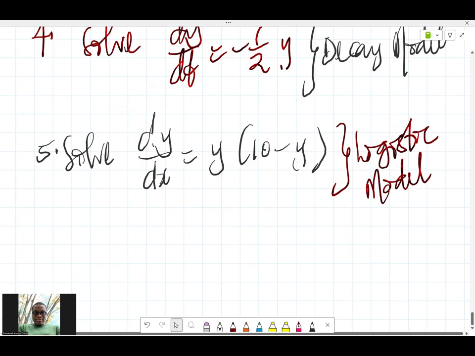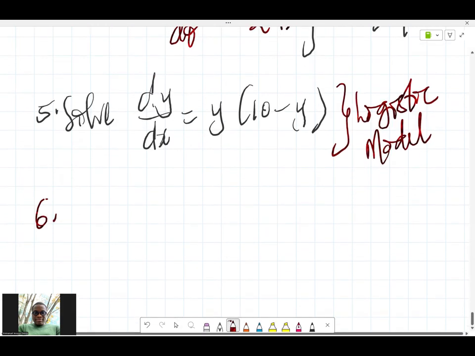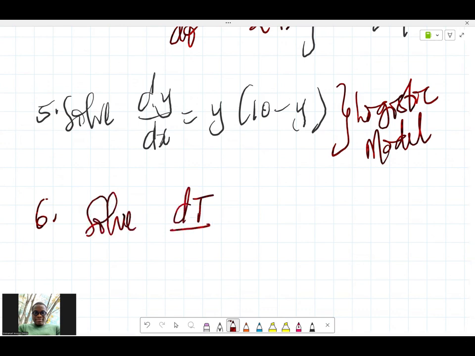It doesn't just grow exponentially like what we just saw. So you could actually have number six. Number six, you can also deal with a cooling problem where you solve dT/dt, the rate of change of temperature with respect to time, and that is equal to minus 0.1. The minus tells you that the temperature is decreasing, into (T minus 20).